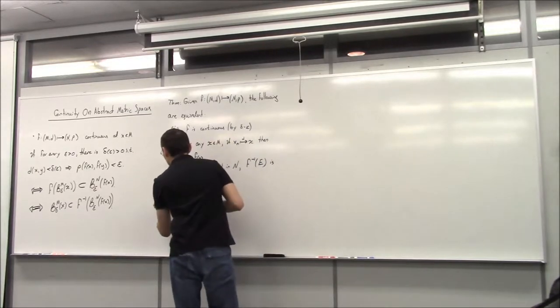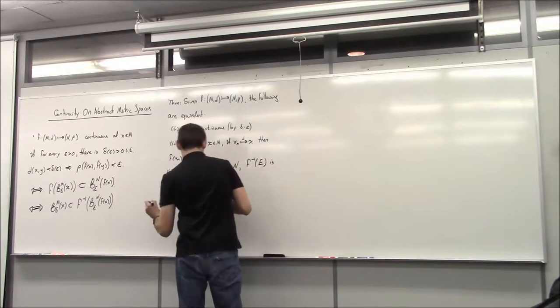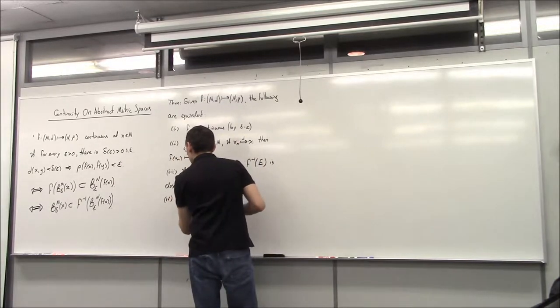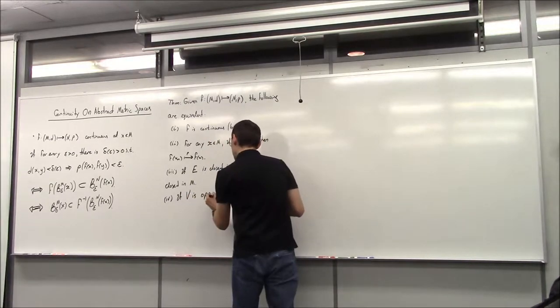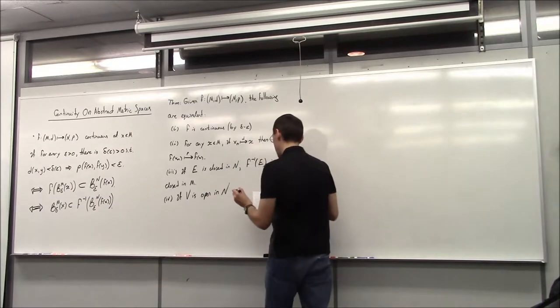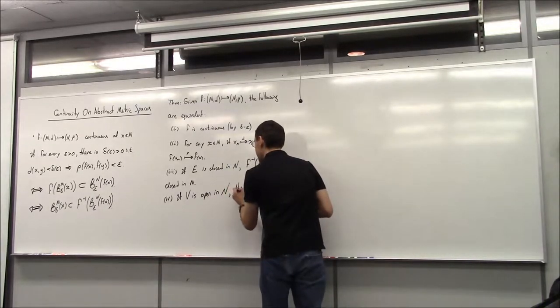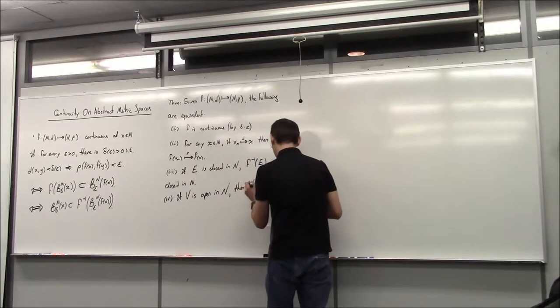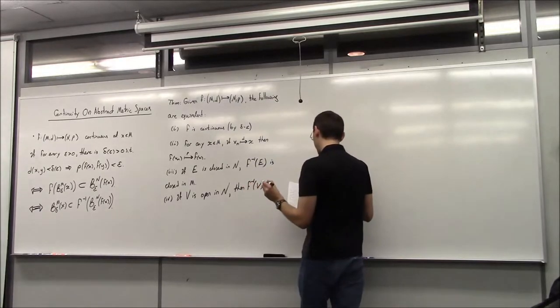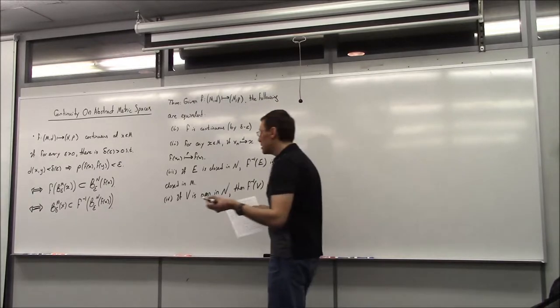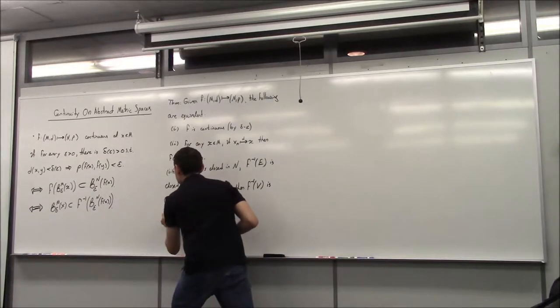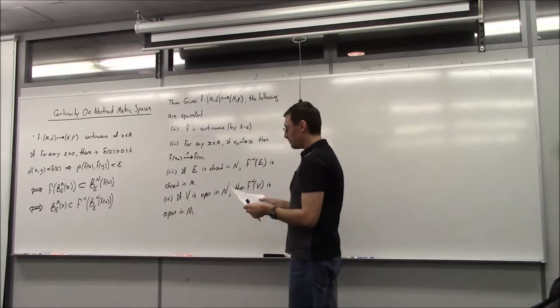And then condition 4, if V is open in N, then the inverse image of that V is open in M. Okay?